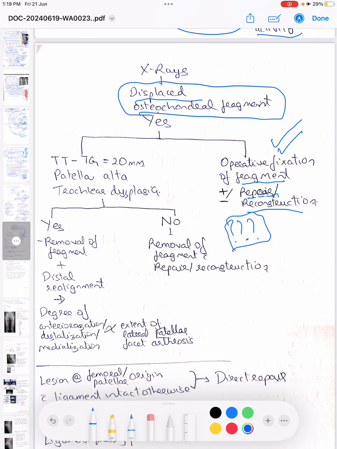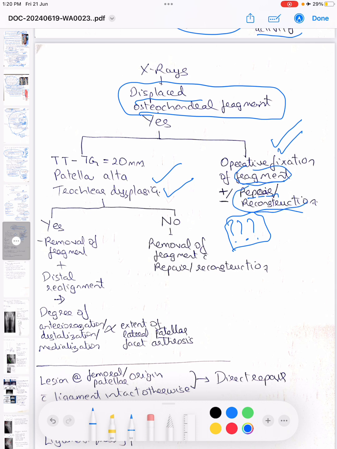You need to evaluate before going for any operative fixation in recurrent patellar dislocation. You need to evaluate for the etiopathogenesis, the causative factor. If there is trochlear dysplasia, genu valgum, patella alta, or some other osseous or etiopathogenic factors which we discussed in the second slide, you need to address them before fixing the fragment or repairing the ligament, right?